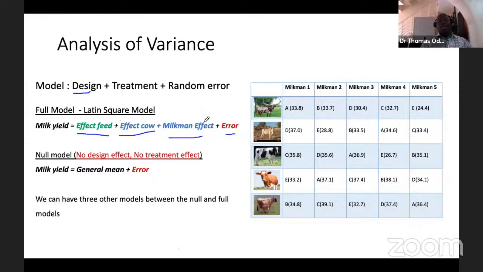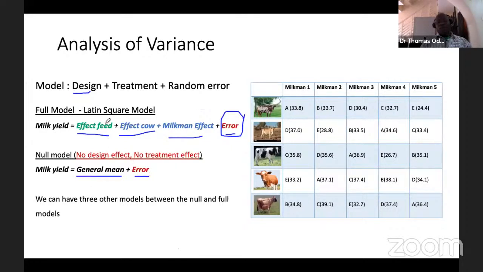And then anything else that we cannot explain will become part of our error. Of course, at the other extreme, we have what we call the null model. With the null model, we have no effect completely. There's no design effect. There is no treatment effect. So what we are saying is that there's no differences between the animals, there's no differences between the milkmen, there's no differences between the feed. So what we have is the general population mean, and everything else that varies is our error.